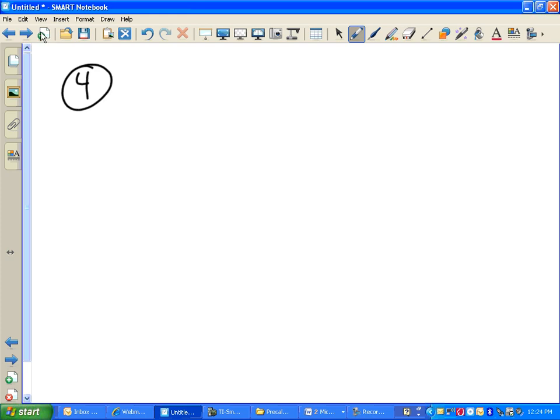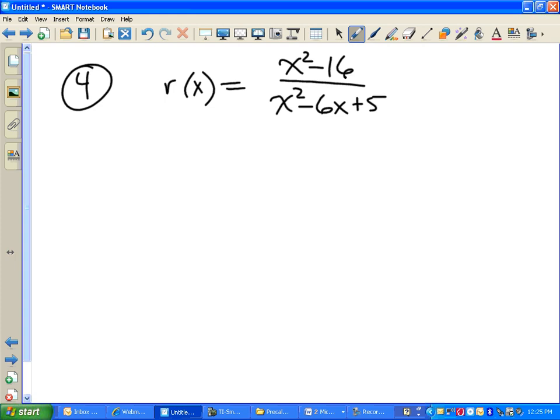the vertical asymptotes for a rational expression. So I give you a rational expression like this: R of x, actually I say f of x on the test or quiz, but that's not a big deal, equals x squared minus 16 over x squared minus 6x plus 5. The first step to finding the x-intercepts is you've got to factor this, because it's in quadratic form and we need to do a linear factorization.